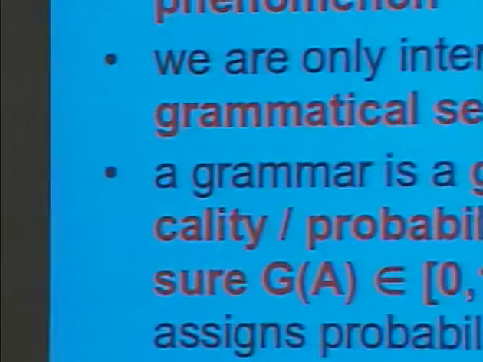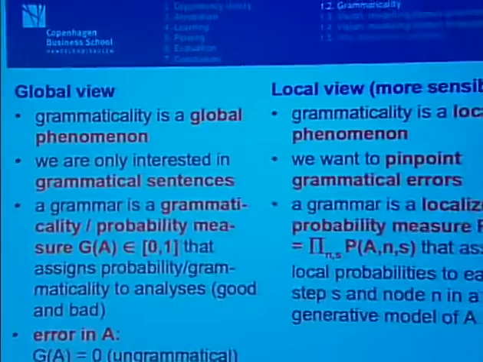And in the global framework, what can we say about errors? Well, we can only say, does an analysis contain an error? If so, we assign it probability or grammaticality 0. If it doesn't contain any errors, then it receives a non-zero grammaticality value or probability value. But in the local view, we can do something which is much more interesting.